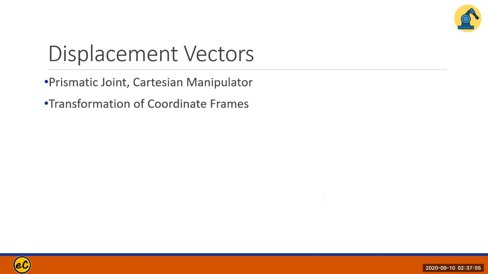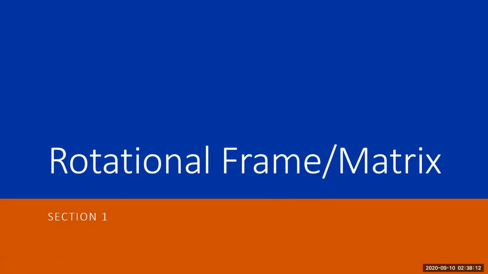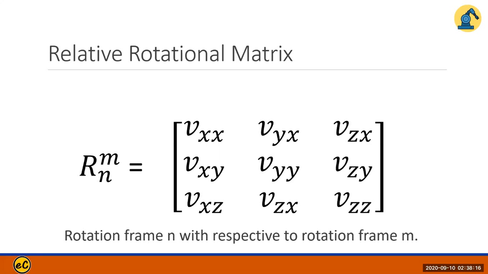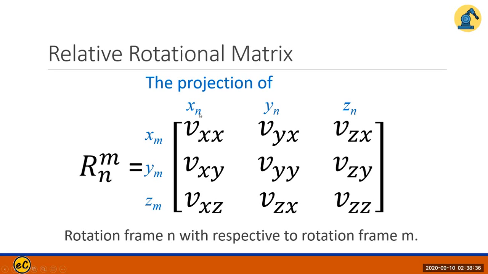Usually this displacement vector is important for prismatic joints, Cartesian manipulators, and articulated manipulators, and we need to study the transform of coordinate frames. So let's look at the rotational matrix again. A relative rotational matrix will have R_mn, the rotation of frame n with respect to frame m. Basically, it is a projection problem. You have a vector of m and you also have a vector of n. The frame n vector has a projection on the m direction, so it will form such a rotational matrix. This relates frame n to m, where m is the older frame.